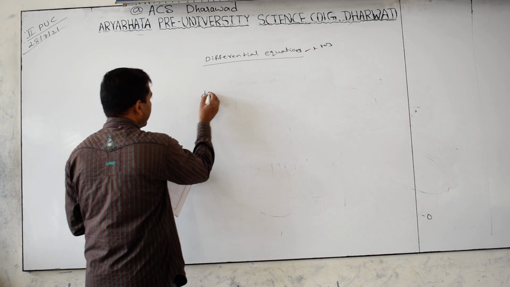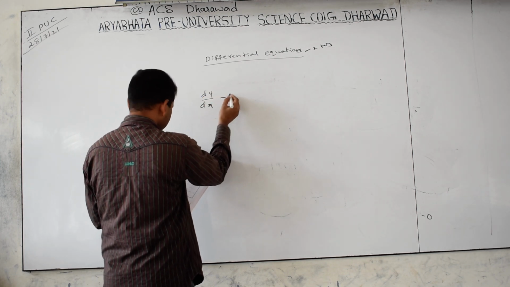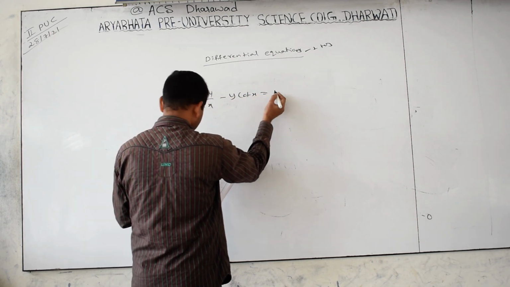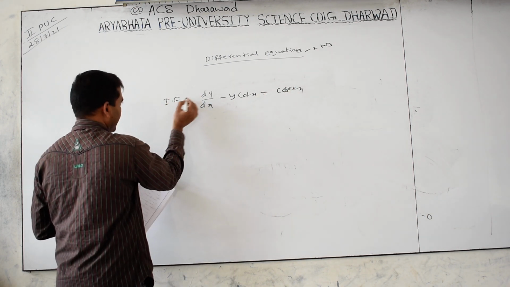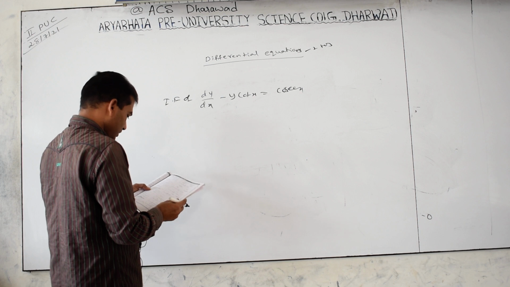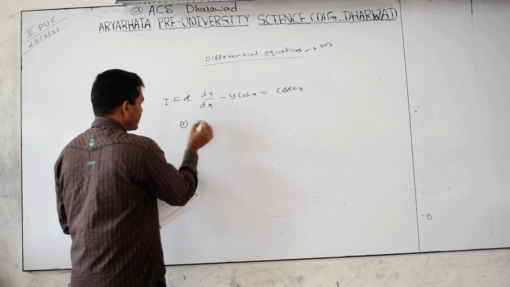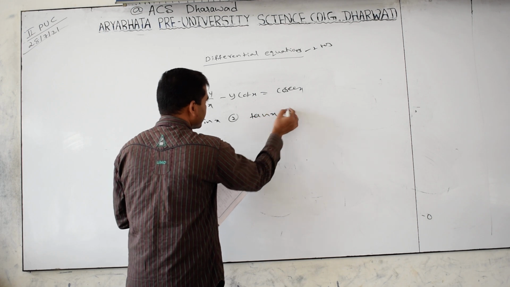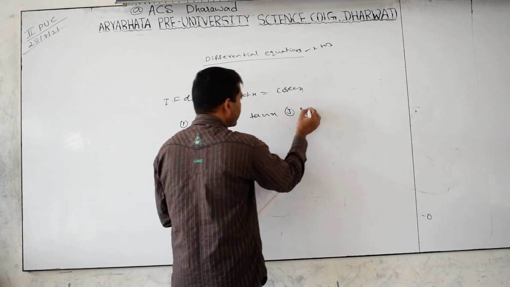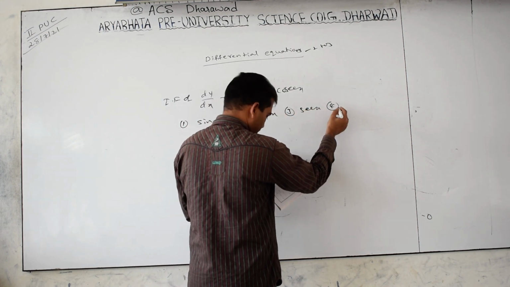dy by dx minus y cot x equals cosec x. What is the integrating factor, IF, of this? First option is sin x, second option is tan x, third option is sec x, fourth option is cosec x.